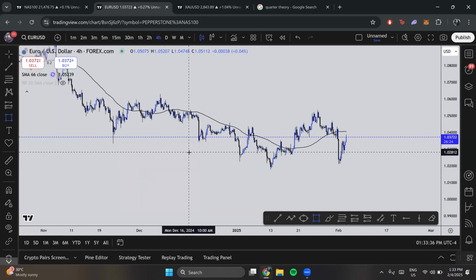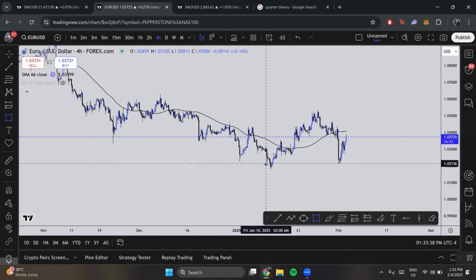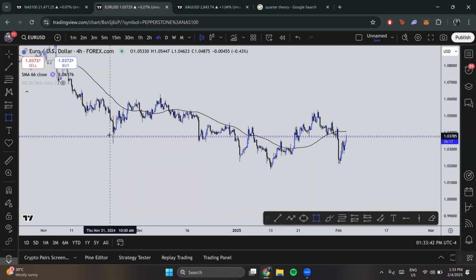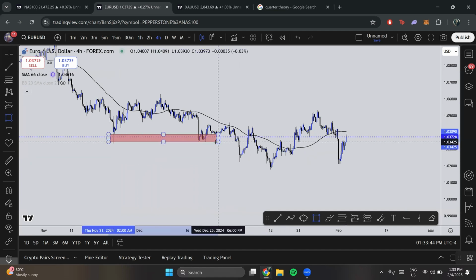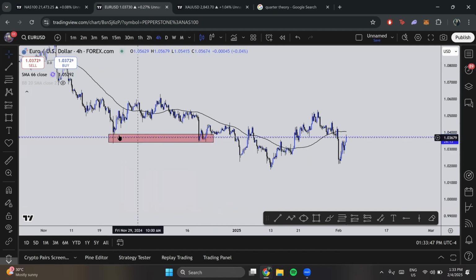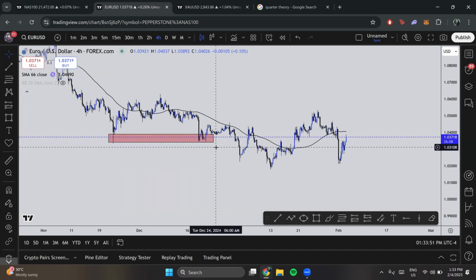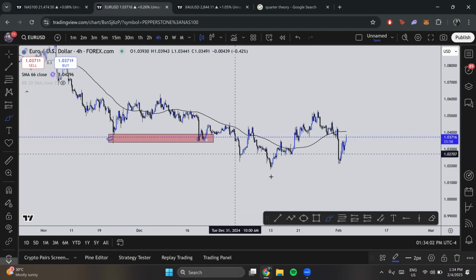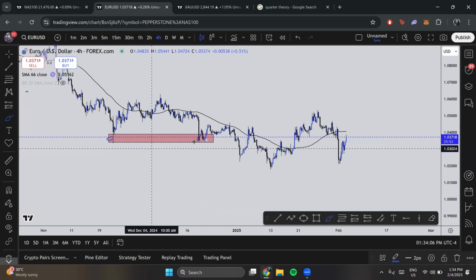So this is an example of support here. If I use from this area to this area, you can see that the market had one touch, two touch, three touches, as highlighted here. One, two, three, right? And from here, you anticipate markets to go upwards.